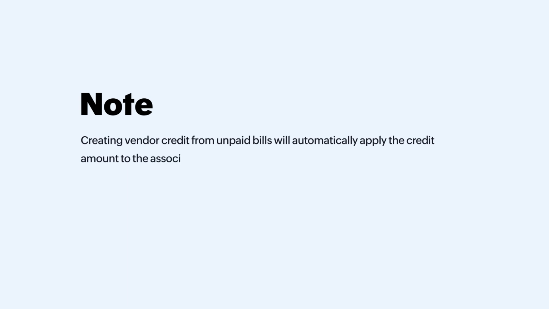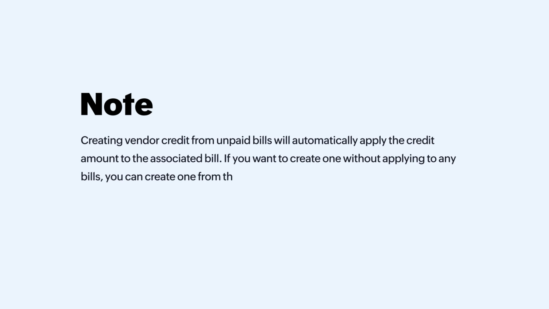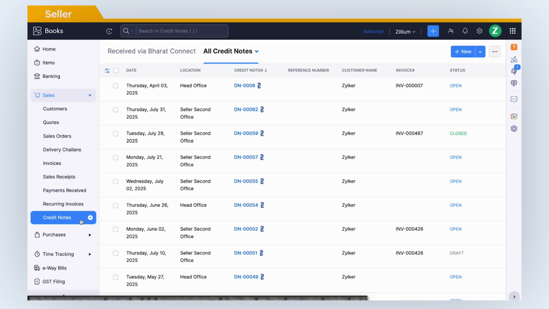Note: creating vendor credit from unpaid bills will automatically apply the credit amount to the associated bill. If you want to create one without applying to any bills, you can create one from the Vendor Credit module and push via Bharat Connect. Once you push vendor credits via Bharat Connect, your vendor's organization can view them in the Credit Notes module.